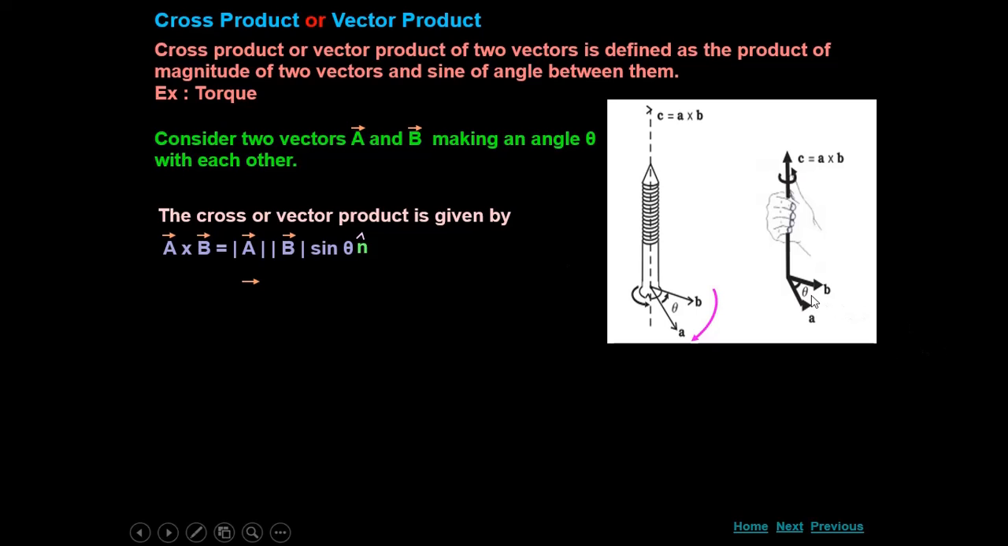What is theta? Theta is the angle between the A and B vectors. And n cap is a generalized unit vector.